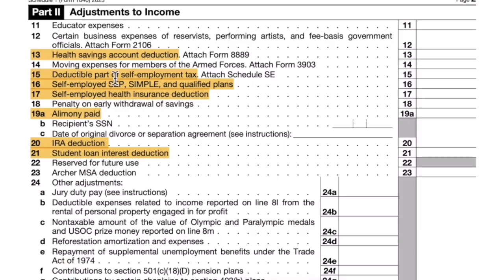If you contribute to a SEP IRA, a simple IRA, or any type of qualified plan, that would also be an adjustment to income. Self-employed health insurance. So if you pay health insurance and you're self-employed, you get a deduction for that. If you've paid alimony to someone, you get a deduction for that, although you have to put the recipient's social security number on there. If you've contributed to an IRA and you have a deduction, you would put that item here. And then student loan interest deductions you would put here.